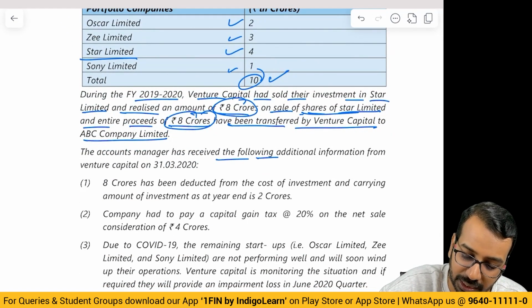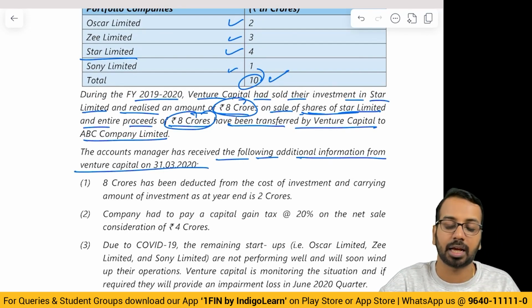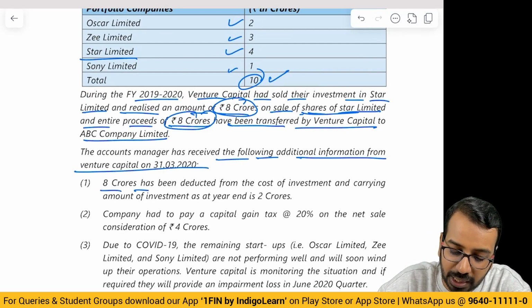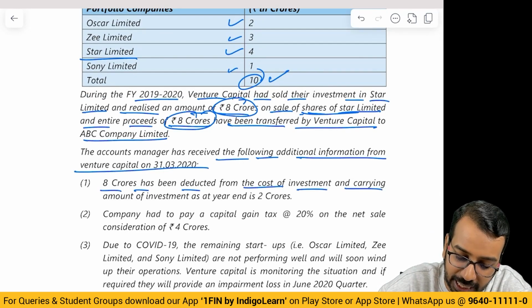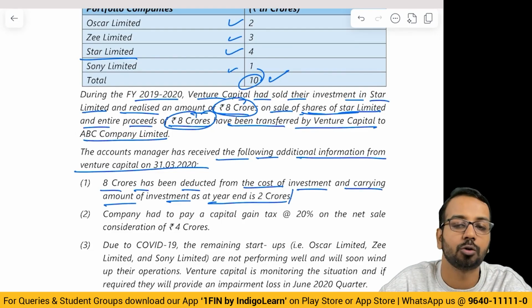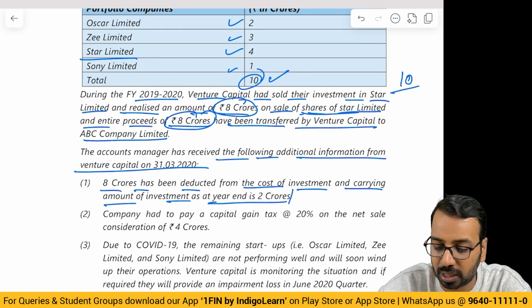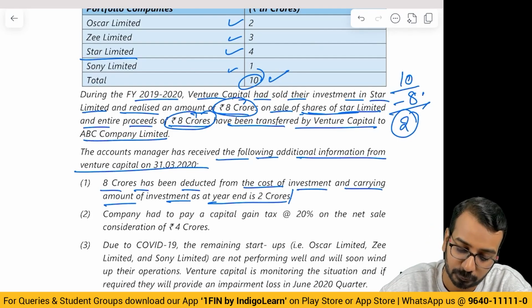The account manager has received the following additional information from the venture capital. 8 crores have been deducted from the cost of investment, and carrying amount of investment as at year end is 2 crores. So 10 crores was the total investment. We received 8 crores back. Now our investment is valued at 2 crores in the books.